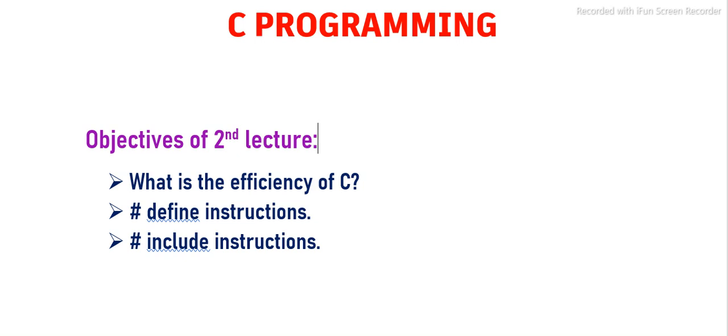So let's begin with our first topic, that is, the efficiency of C. Programs written in C are very efficient and fast. This is the most critical factor for using the C language. I will give you a brief example of why C is considered close to the computer. We know C as close to the computer. So what does it mean?